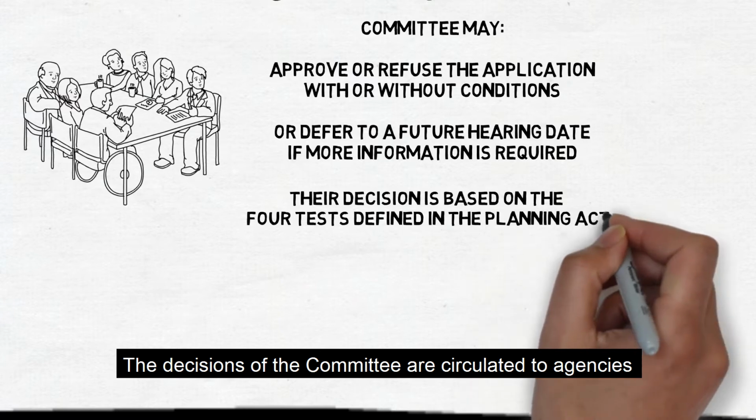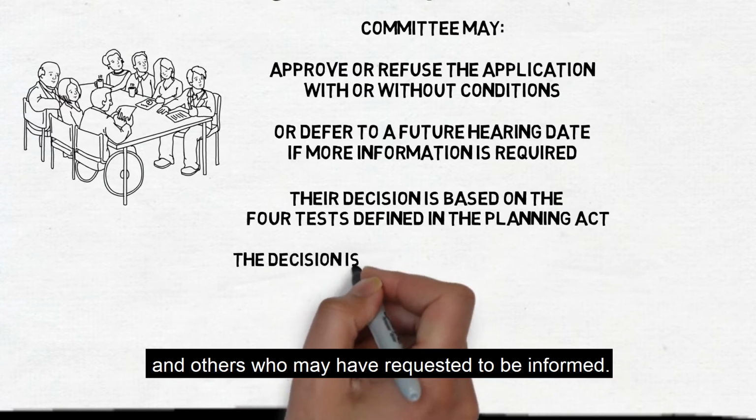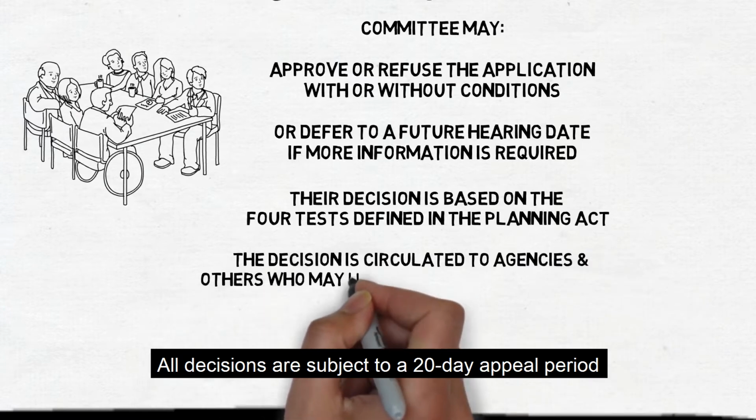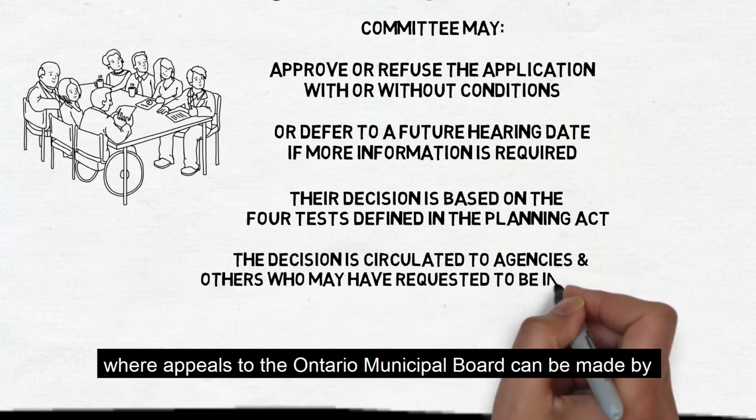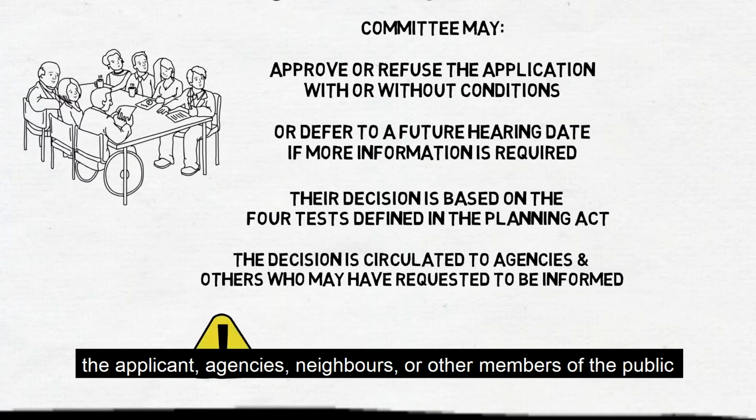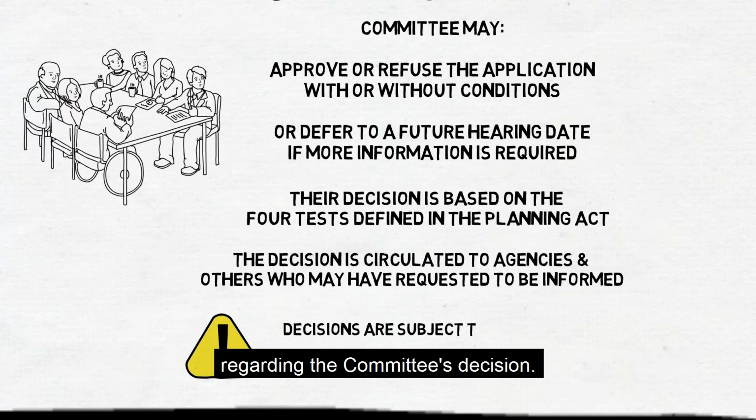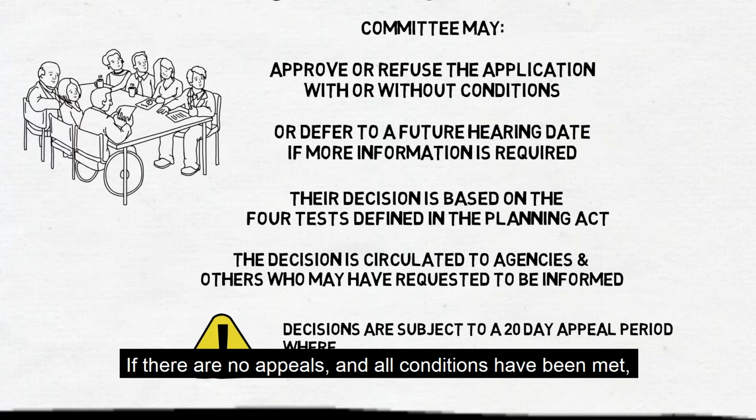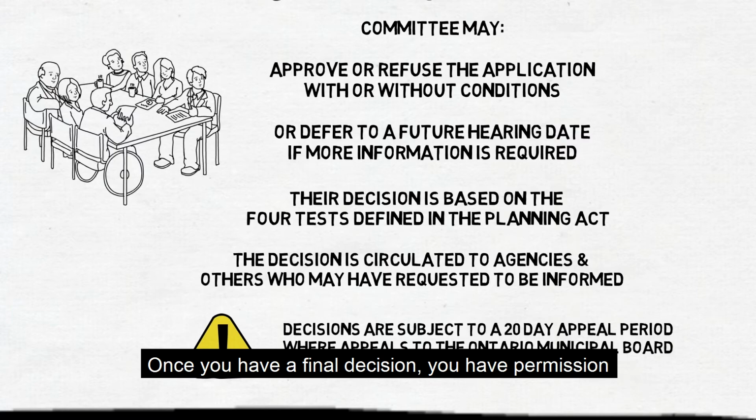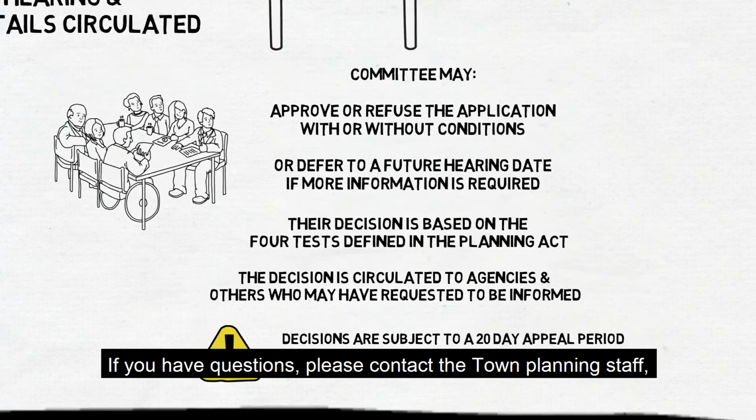The decisions of the committee are circulated to agencies and others who may have requested to be informed. All decisions are subject to a 20-day appeal period, where appeals to the Ontario Municipal Board can be made by the applicant, agencies, neighbors, or other members of the public regarding the committee's decision. If there are no appeals and all conditions have been met, then the decision of the Committee of Adjustment is final. Once you have a final decision, you have permission to proceed with the building permit process.